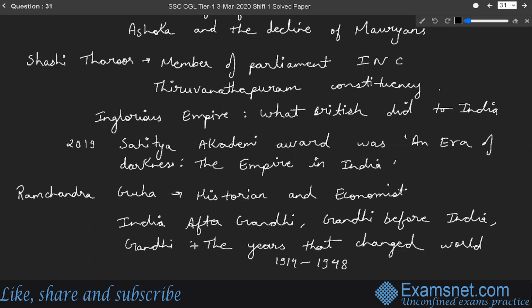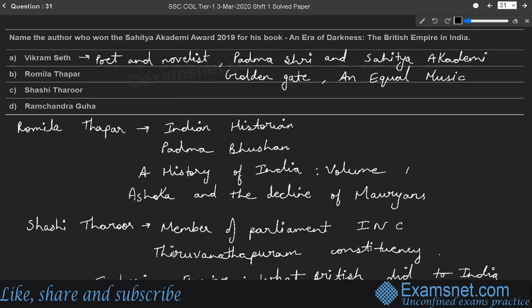Because in 2019, the Sahitya Akademi Award was accorded to An Era of Darkness: The British Empire in India, and this was authored by Shashi Tharoor. Some of his best sellers are Why I Am a Hindu and The Paradoxical Prime Minister. So for this question, the correct answer will be Shashi Tharoor. So the correct option is option C for this question. I hope you are clear with this question.